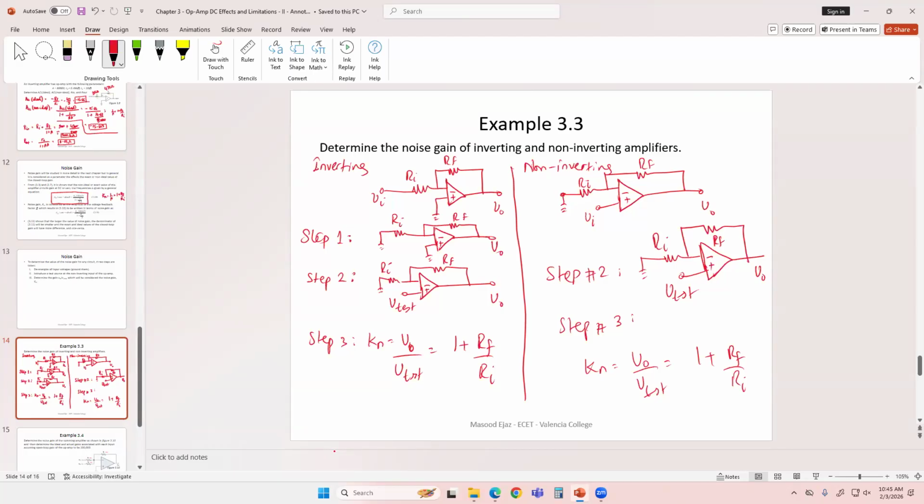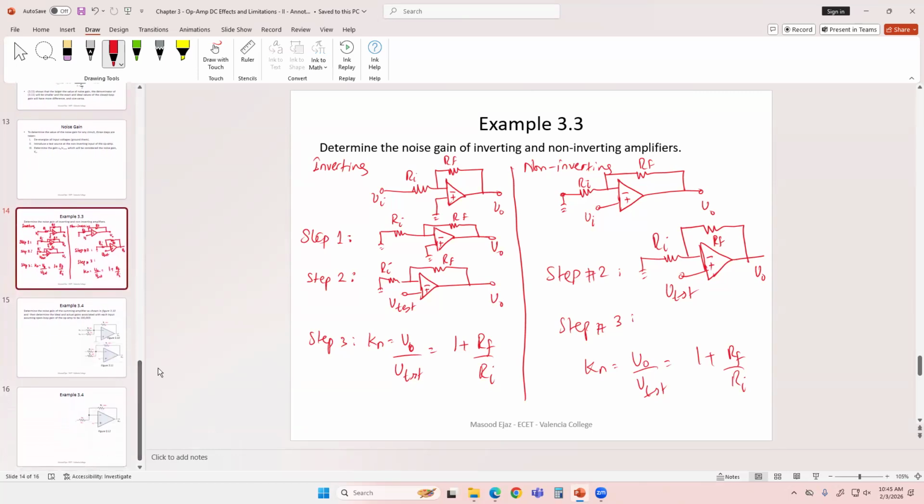And this, not the expression, but the method, is for all circuits when you're trying to find the noise gain. No matter what type of circuit it is, you have to apply the same method. Any question about this? No? Okay, so last exercise, our last example, example 3.4.